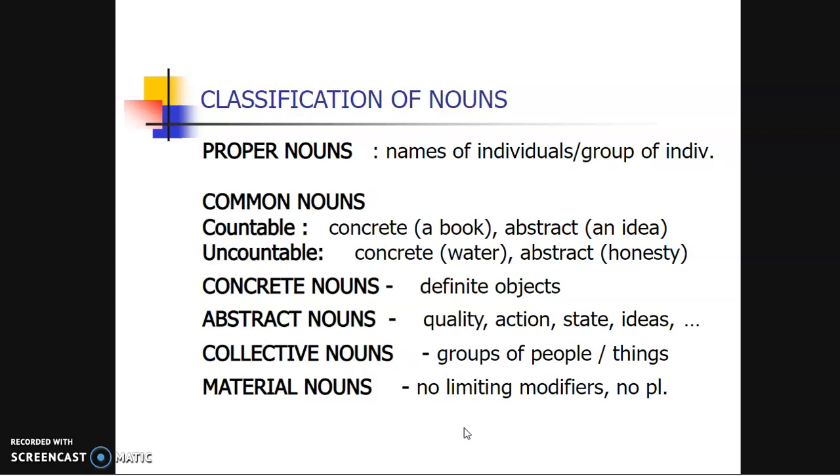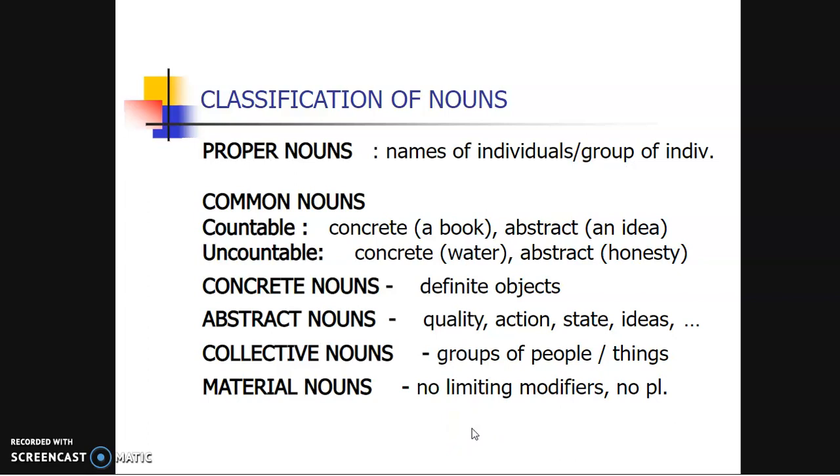Classification of nouns: proper nouns, names of individuals and the group of individuals. Common nouns, countable and uncountable. Common nouns, countable nouns, concrete, it's a book, abstract, it will be an idea, for example. So what kind of uncountable common nouns will be concrete? For example, water, and the abstract will be honesty.